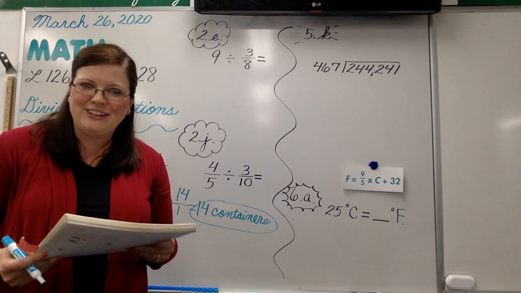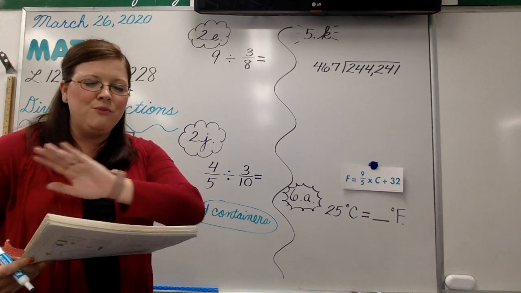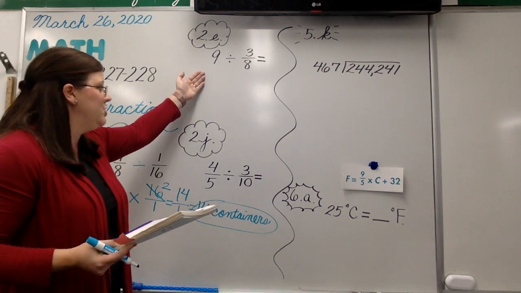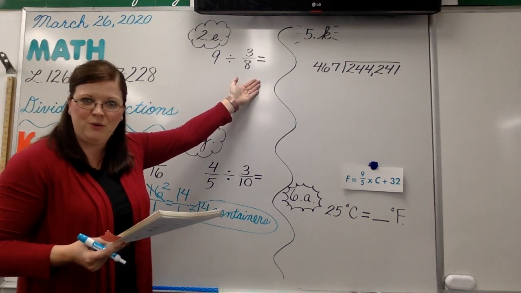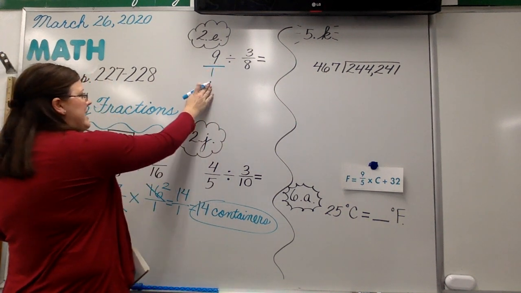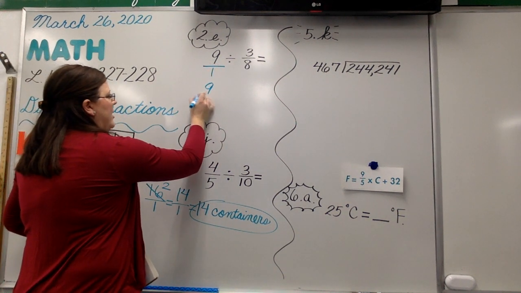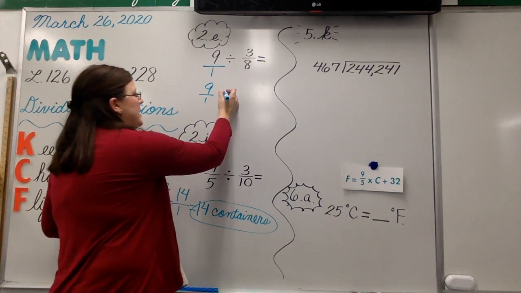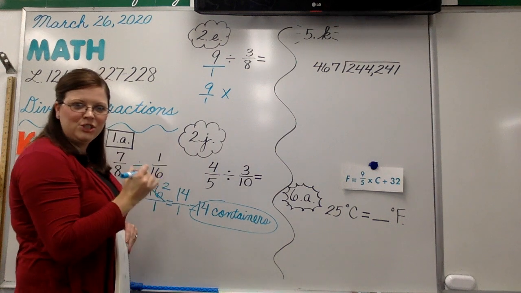Section 2, letter E. This is us reviewing our dividing fractions. Remember, we can only divide a fraction by a fraction. If we don't have one, we do what? We make one. That's right. We keep the first one, 9/1. Change our sign from division to what? Multiplication. Flip the final fraction.